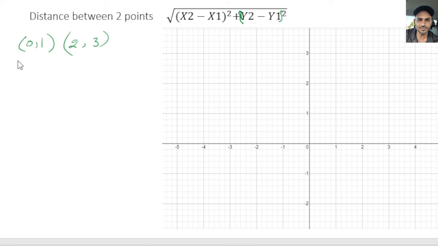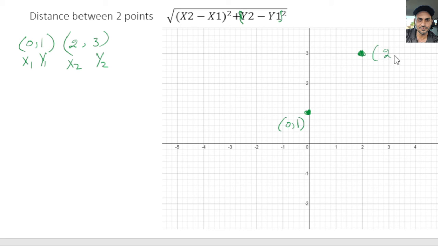So looking at these 2 points, the smaller x value is 0. So this is x1, and this would be the y1 then. And this is x2, this is y2 right here. So if we plot these 2 points right here, 0, 1 is right here. This is 0, 1. And then 2, 3 is right here. You go 2 in the x direction and 3 in the y direction right here.